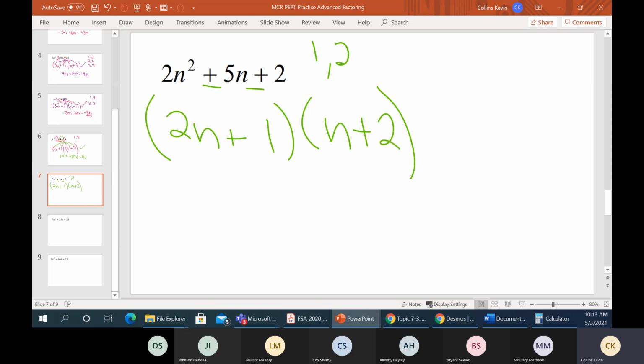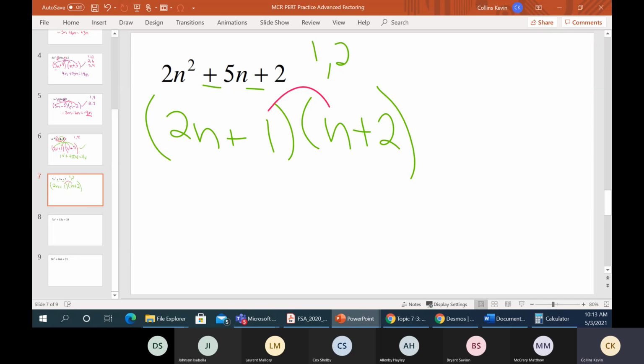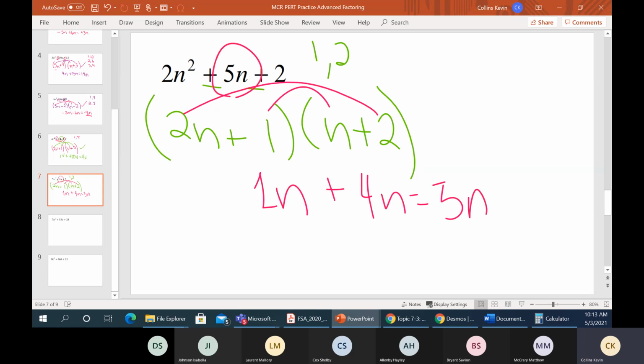So 1 and 2. So again, check your inside outsides. 1 times n is n, or 1n, right? And then plus, here we've got 2 times 2, that's going to be 4n, so 1 plus 4 is 5n. There's our guy, so there's our answer. Nice. Good.